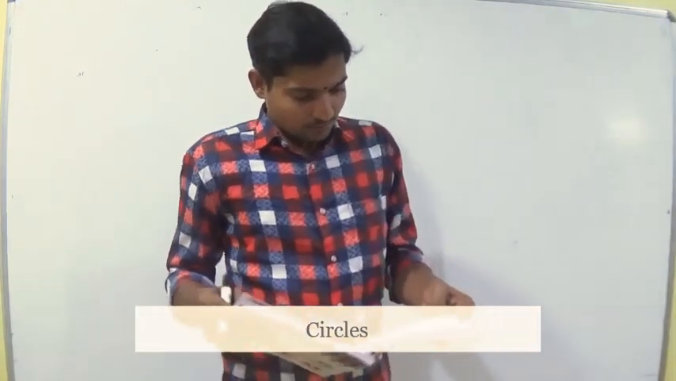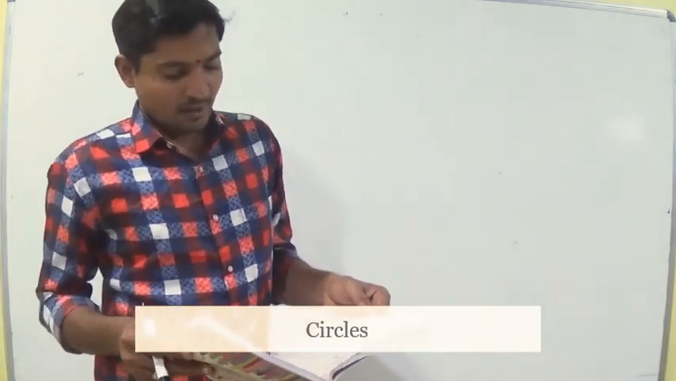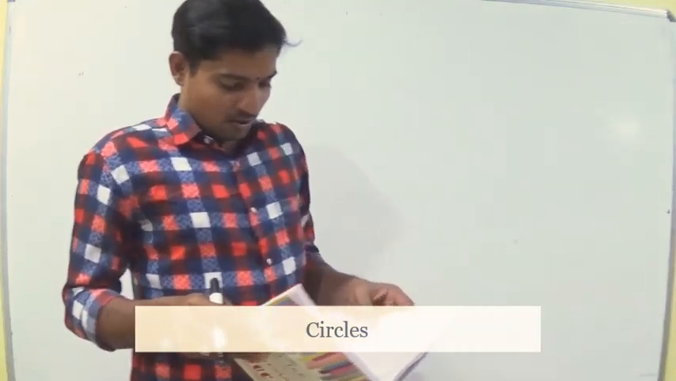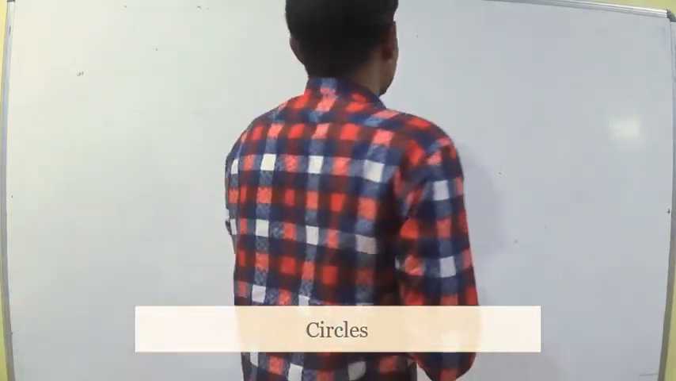Next one is the sixth problem. If 3x plus 4y plus k equal to 0 is a tangent to the circle x square plus y square is equal to 16, then find the value of k. Here the condition for a straight line lx plus my plus n equal to 0 to be a tangent to a circle x square plus y square equal to r square is n equal to plus or minus r square root of l square plus m square.